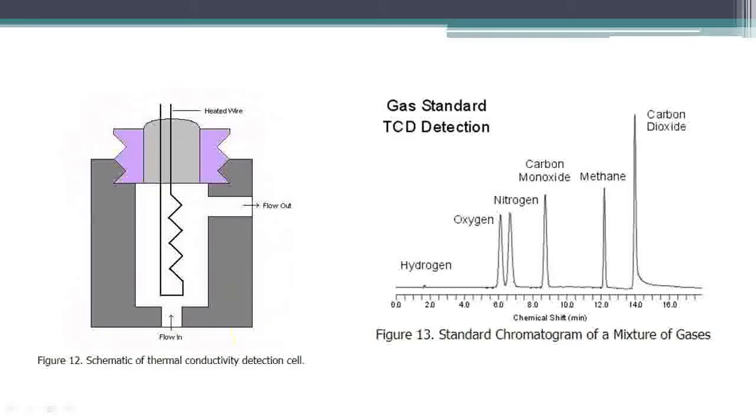So this is a conductivity detection cell, right? This is the heated wire. There's a flow in, it goes through this, the wire detects the conductivity and it flows out, something like that. And this is the standard graph. These are the peaks that are measured. For hydrogen, see, the curve is almost flat with respect to hydrogen. These oxygen, nitrogen, carbon monoxide, methane have different peaks, so these can be detected.